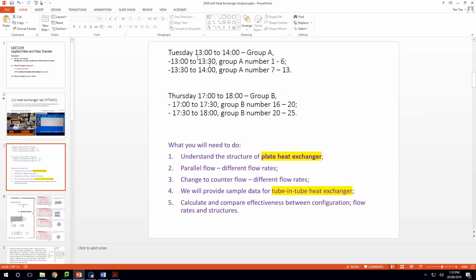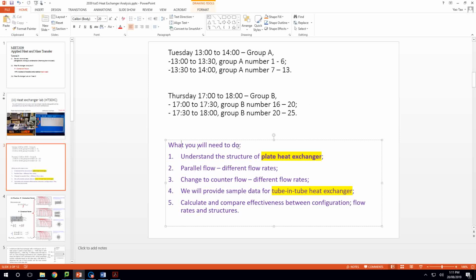And also, because you know we have a very crowded lab space, we hope that on Tuesday when Group A comes, you can come in the first half. I think that might be 15 students maximum to do the practice, and then for the second half, another group, like numbers 7 to 13. So it's labeled in your sign-up sheet. And the same for Group B. So come in the first session or the second session, so it won't be too crowded.